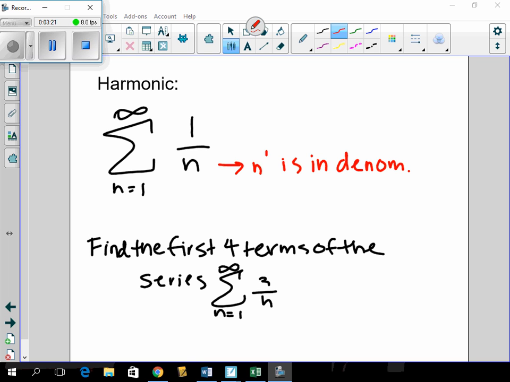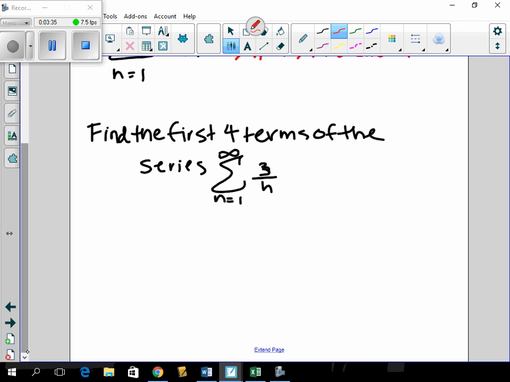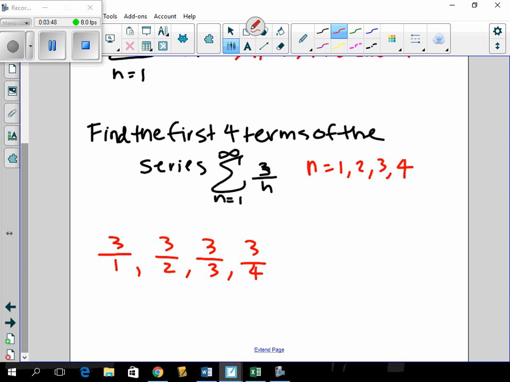Looking at this, it is asking me to find the first 4 terms of the series, n equals 1 to infinity. This should be a 3 over n. Again, all I'm going to do is, when I'm looking at the first 4 terms, I'm looking at n equals 1, 2, 3, 4. And so I'm going to plug those in. I'm going to take 3 over 1, 3 over 2, 3 over 3, and then 3 over 4. And so we can simplify this to 3, 3 halves, 1, and 3/4. And so that's our first 4 terms of our given series.